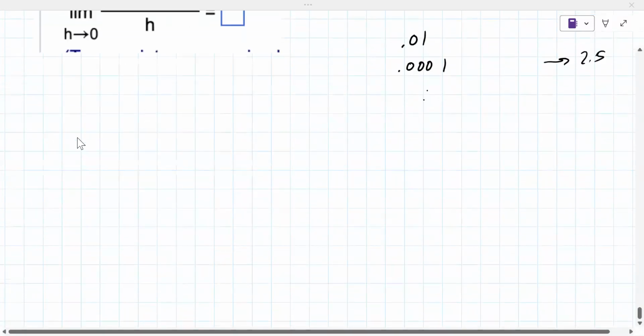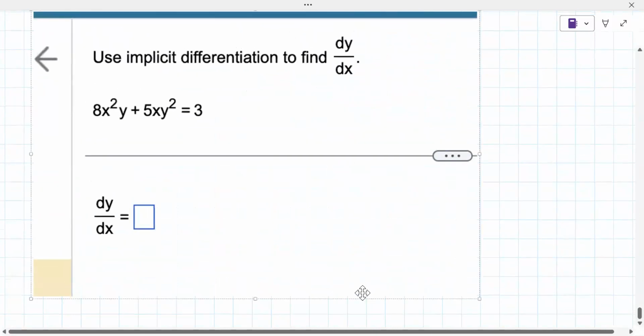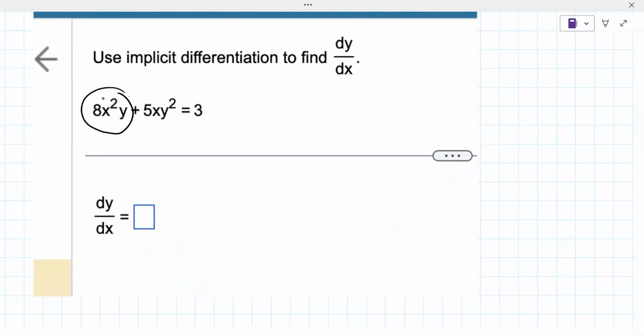Yeah, implicit derivatives. No one enjoys this. This one's a really tough one. You didn't even pick a little starter one. This is really tough, so that's fine. The first one here is product rule. The second one is product rule. So let's just look at 8x squared y.